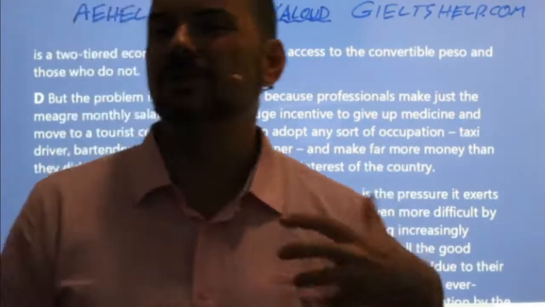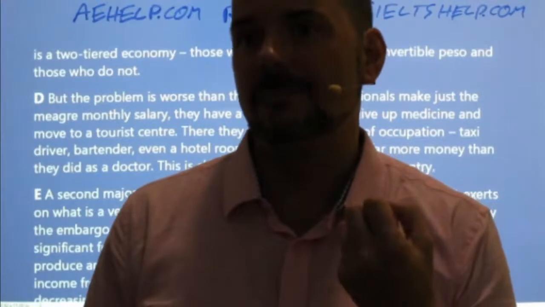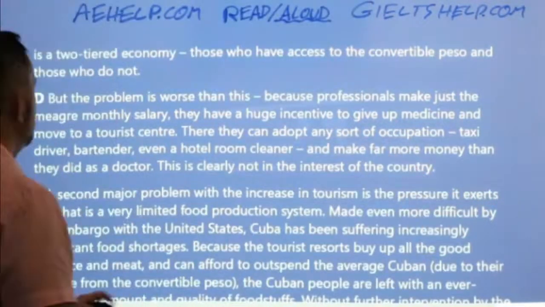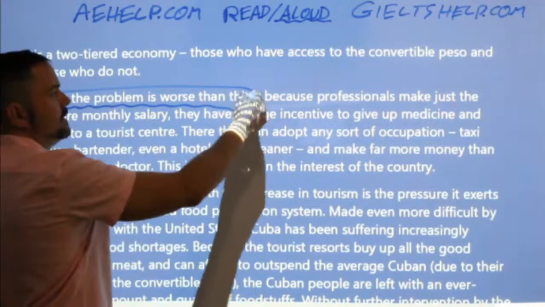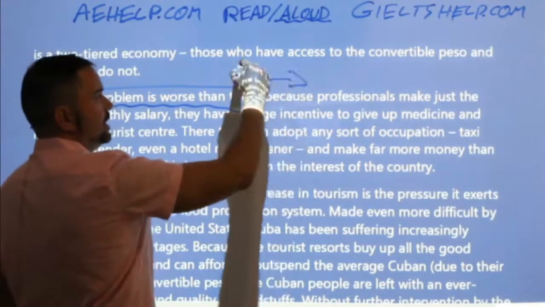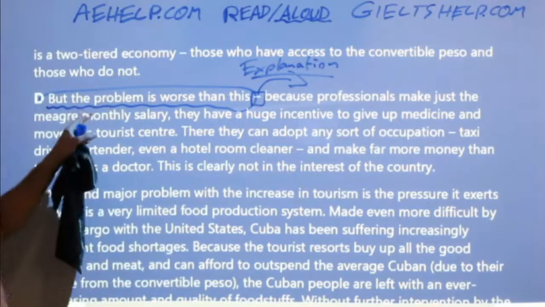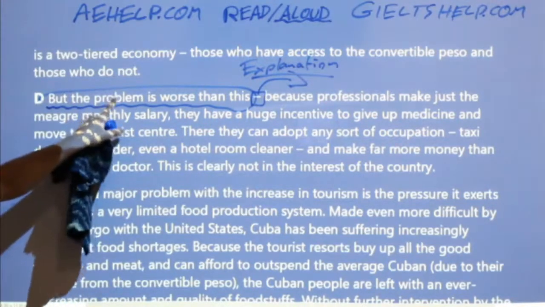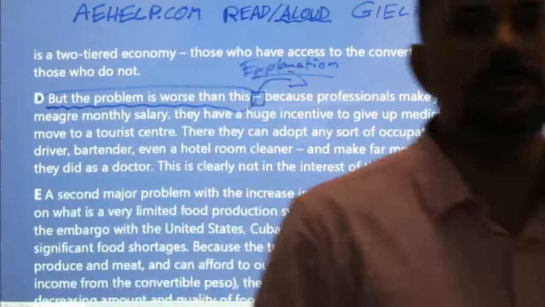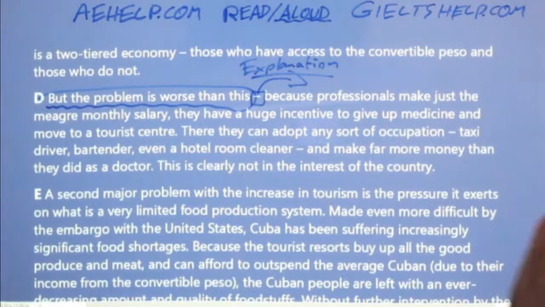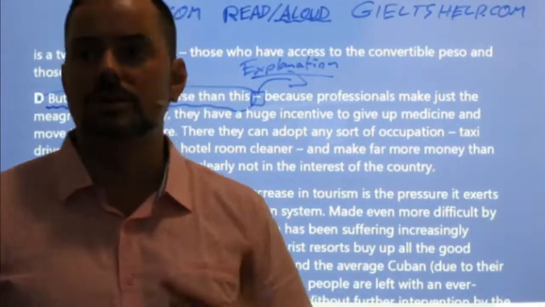So members, if we're doing this really well, we should be coming up with similar types of answers, okay? And I would say, notice here, the paragraph starts with, but the problem is worse than this. And you even have this hyphen here. That means that there's an explanation coming here. So right away, I should realize that this paragraph is explaining a problem. It's explaining the problem that Cubans are losing professionals because of tourism. So Cuba loses professionals because of the incentives of tourism. Okay? So it's not just the negative effects on medicine, but it's the negative effects of tourism on professionals in Cuba.